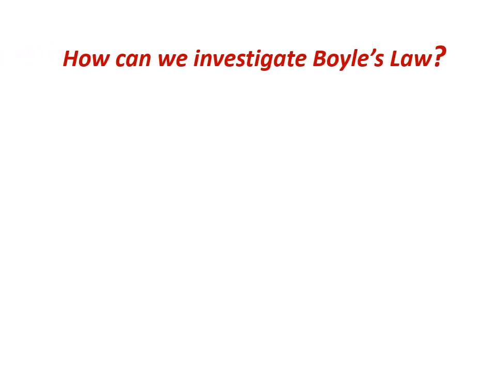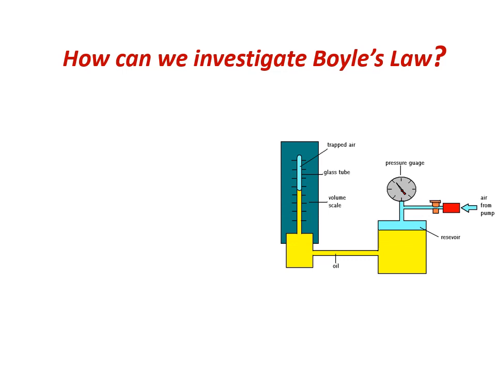If we want to investigate Boyle's law, what are the things that we need? Boyle's law is for a fixed mass of a gas, right? So we need some gas, we need something to measure its volume, and we need something to measure the pressure. What you see on the board here is a very conventional general setup for investigating Boyle's law. This part is where you will get the volume of the gas from. This blue area here is the trapped air, and this line here will correspond to the volume of the gas.